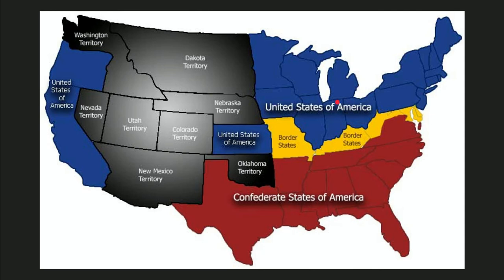On a map, you have the United States or the Union up here, the Confederate States in the South, and the border states in between. I'll probably ask you about this. Border states were slave states, states where slavery was legal, but they did not secede from the Union. They remained with the United States.